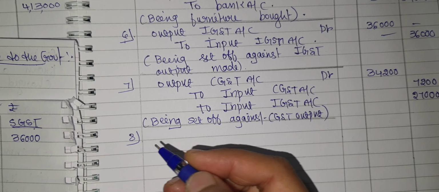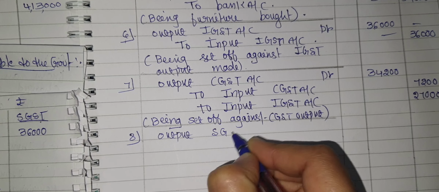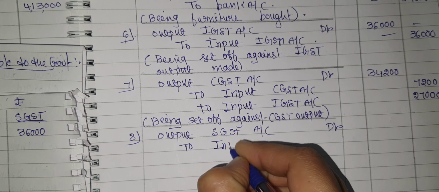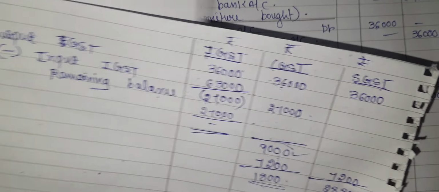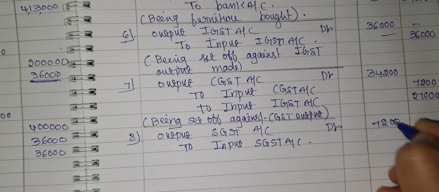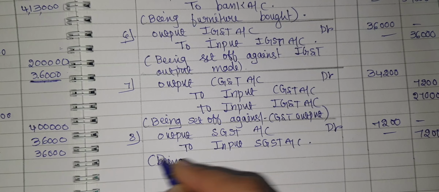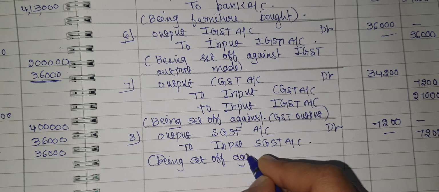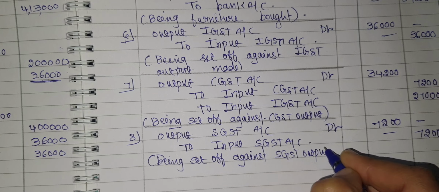Now the journal entry that is related to set off of SGST. Output SGST account debit to input SGST account, that is rupees, see here, 7,200. Being set off against SGST output.